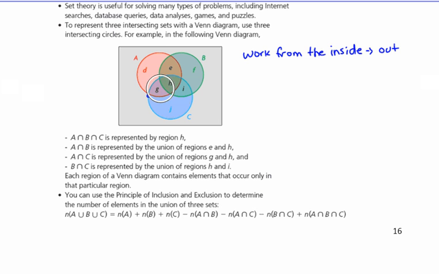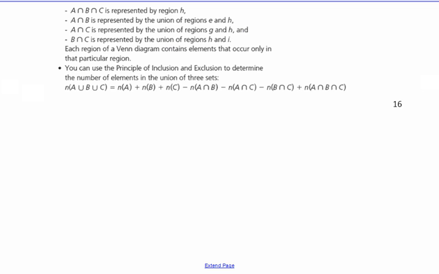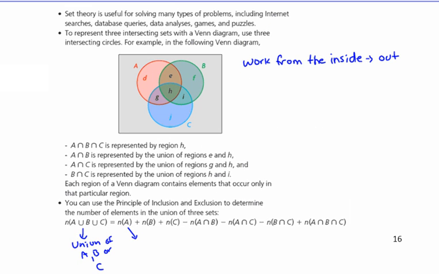So we have this crazy formula here. Let's talk about this. This is the union of A, B, and C. A, B, or C, I guess. So the union of them is equal to the number in A. So that would be this whole region here, plus B. Now, I just added B.